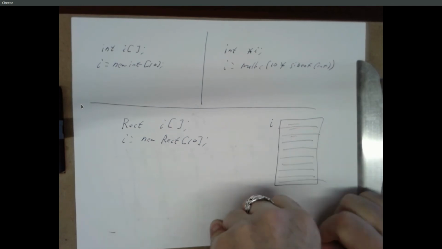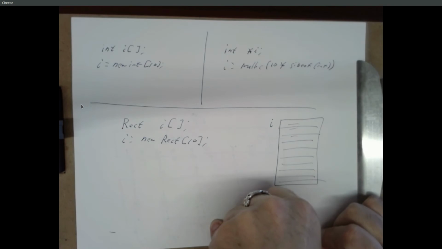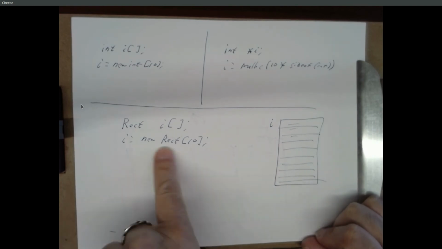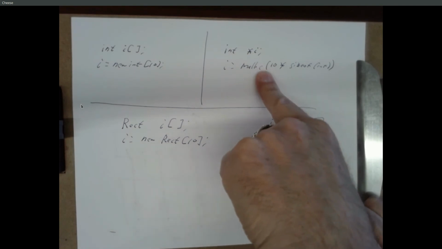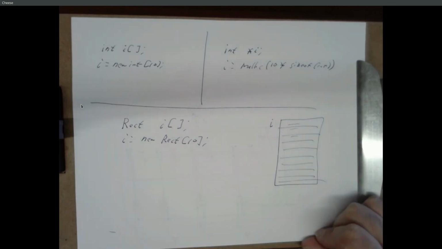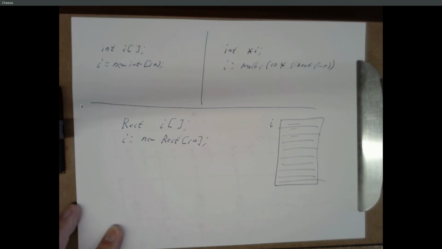Yeah? If rectangle takes 8 bytes, then when you say rect I equals new rect 10, is that allocating 80 bytes? It would be, yeah. But don't think of it too much as doing like a malloc. It's not exactly the same thing. But yeah, it does have to allocate memory, and it would pick up however much memory it needs times 10. Possibly more.